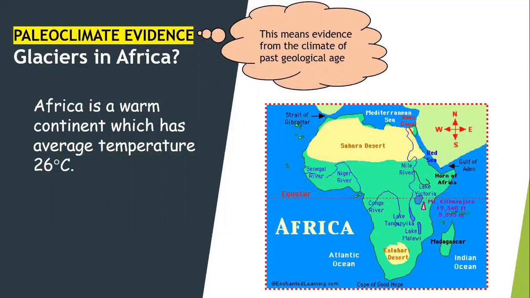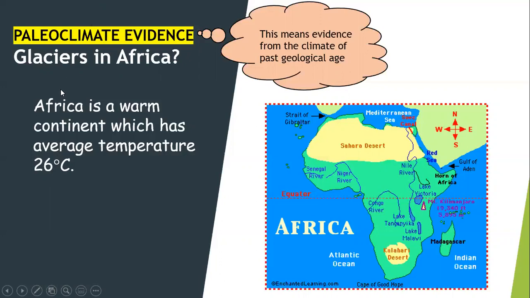But these continents, according to Alfred Wegener, have moved. And if they have moved, that means the climate has changed with time. At some time, millions of years ago, the climate was something else. Then it started moving, and it went to another location. And after some time, the climate was different there. So studying this past climate from a past geological age is called the paleoclimate evidence.